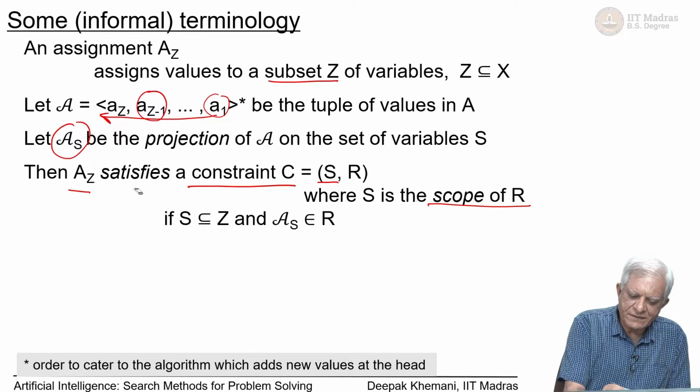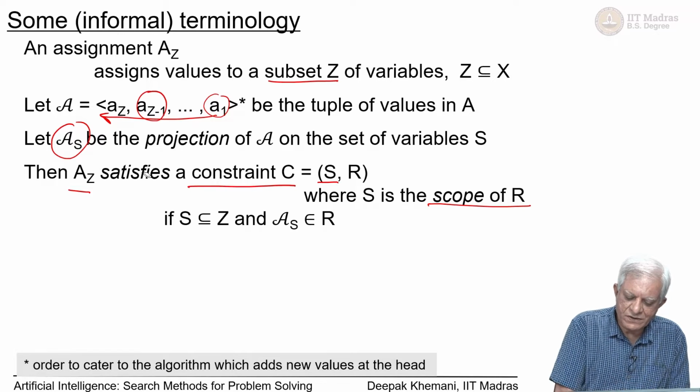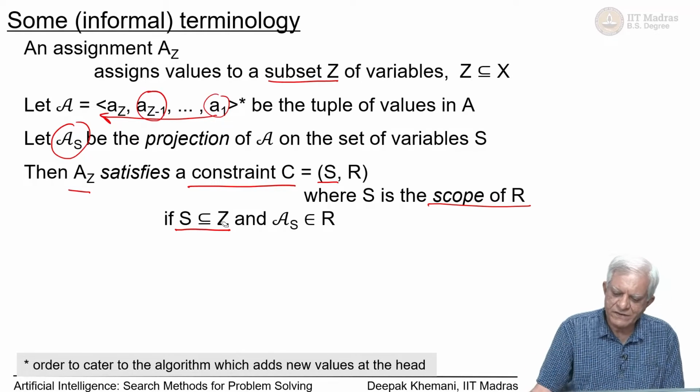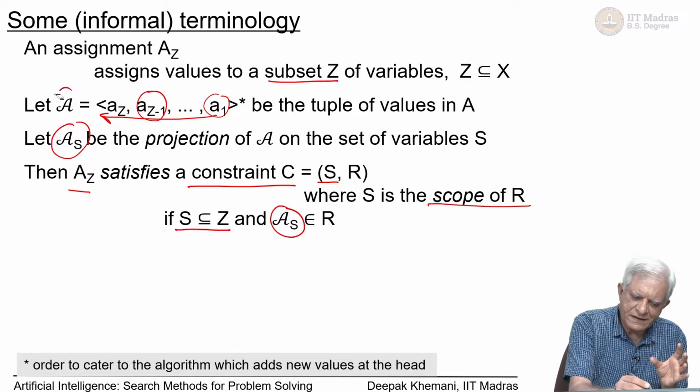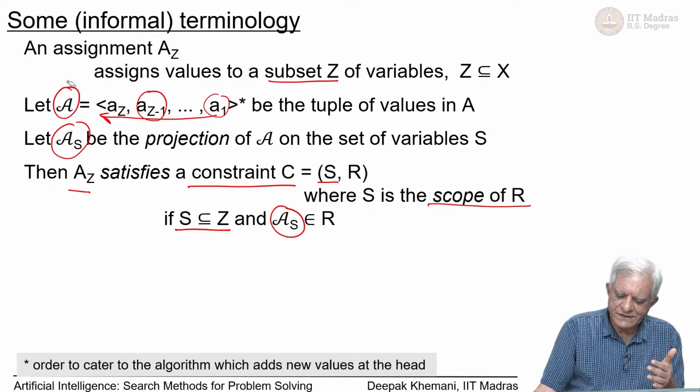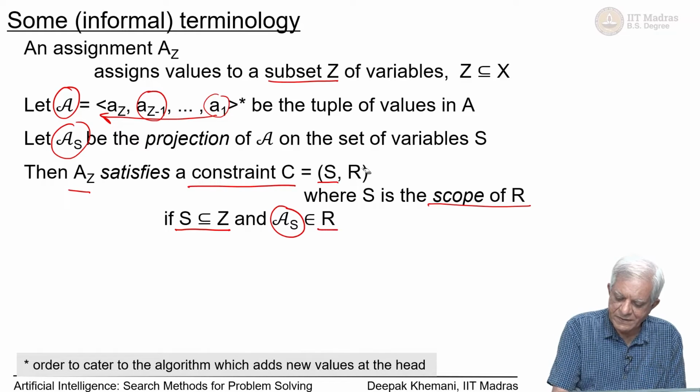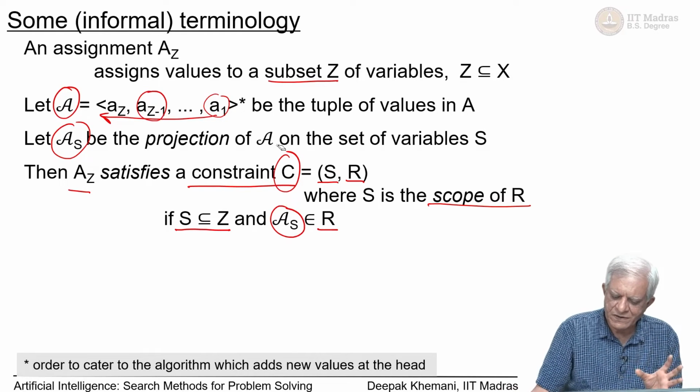We say that an assignment AZ that we have drawn on the top, this is a tuple of values, satisfies a constraint if S is a subset of that Z to which we have given values, and the tuple AS. What is the tuple AS? The tuple AS is from this tuple A, we only keep those variables who belong to the scope of the relation. If that tuple belongs to the relation, remember this R is the relation which is the specific constraint C that we are talking about, then we say that an assignment AZ satisfies a constraint C essentially.